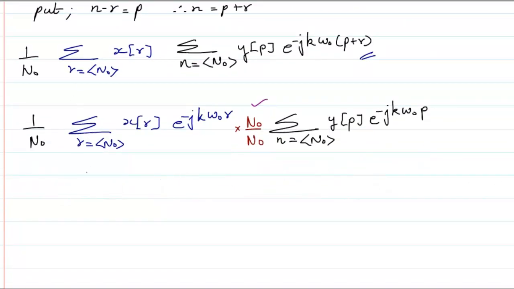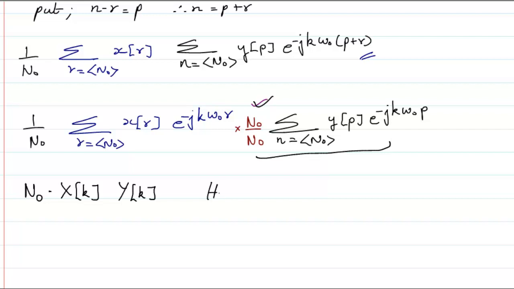So using this simplification, let me write it here. This first n naught I will take outside. So n naught multiplied with this much portion is X of k, and the second portion is basically Y of k. Hence proved.